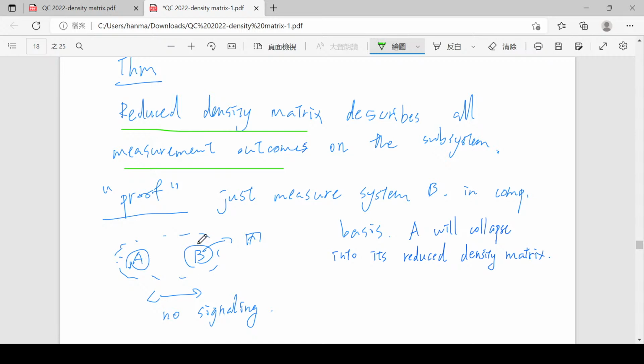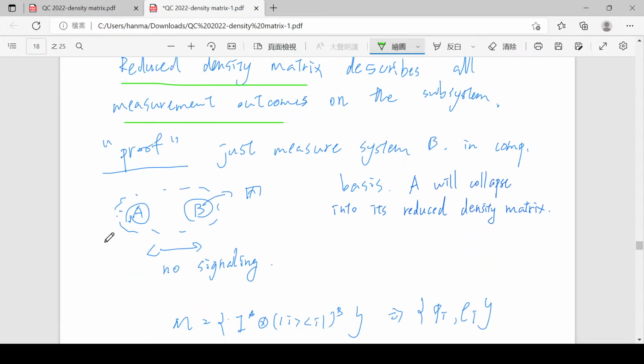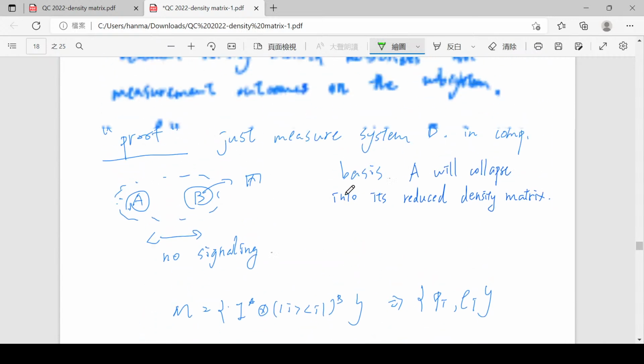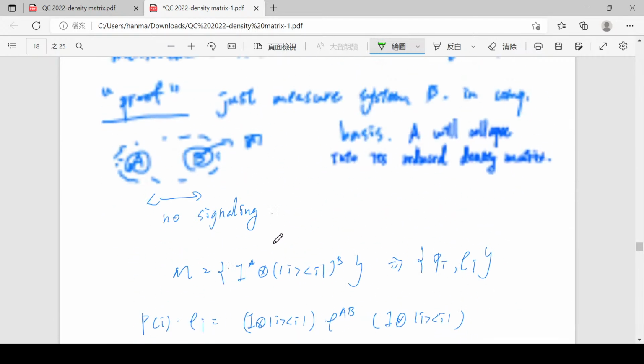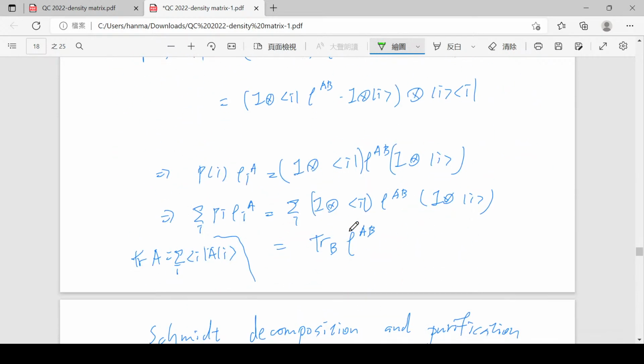So you can just measure your system B in the computational basis, and that will collapse your system A into some state. And the collapsed state should have the same measurement outcomes as if you don't do any measurement on system B. And if you calculate that collapsed state on system A, that will be your reduced density matrix, partial trace B of row AB.